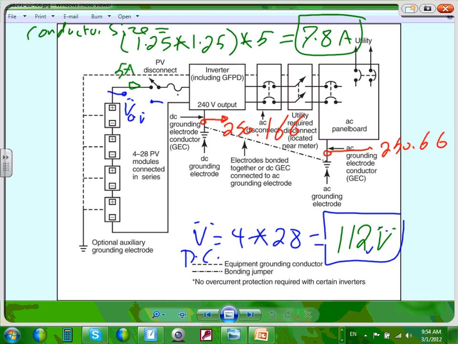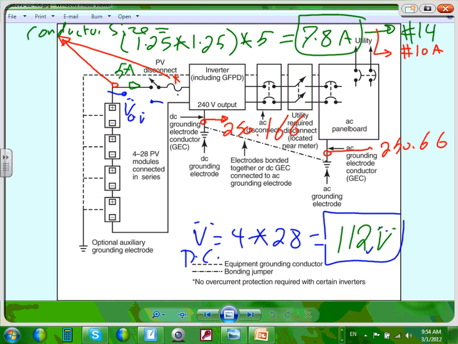Now, Phil, my friend, you're going to size your conductors based on 7.8, and your fuse is going to be sized based on 7.8. Obviously you can't find a fuse at that value, so the size of my conductor here is going to be number 14 minimum, and the size of my overcurrent protection device is going to be 10 amps. I sized my overcurrent protection device and my conductor for the inverter input.